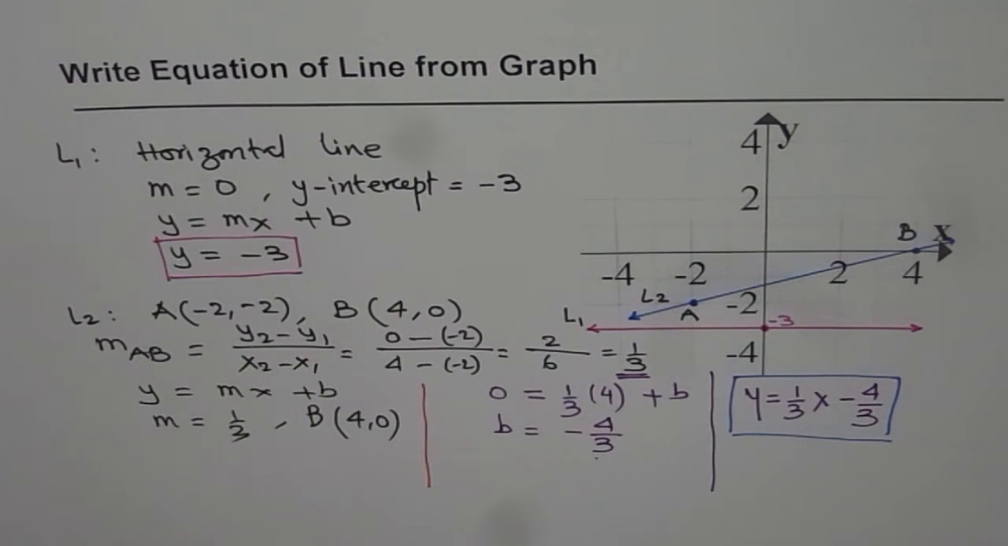So therefore you learn that to write the equation of a line from a graph, if we know the y-intercept, then we can directly write it using y equals mx plus b. But in case the y-intercept is not very clear from the graph, then we have to take 2 points, find the slope, calculate the y-intercept, and then get to the equation. That's the whole idea. I hope you appreciate it.